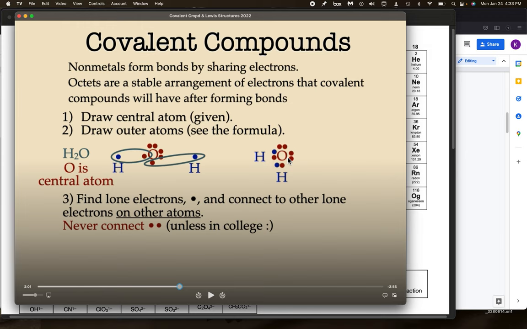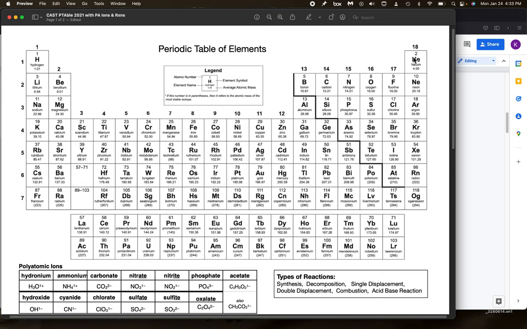And I'm making an octet around the oxygen, 2, 4, 6, 8. And I'm putting 2 on hydrogen, as you'll see in the video. 2 for hydrogen is okay, because hydrogen's in the first row and its noble gas only has 2 electrons. So that's why it's okay for hydrogen to have 2.